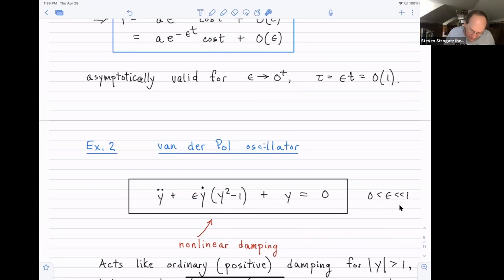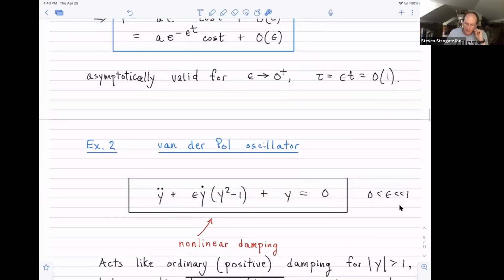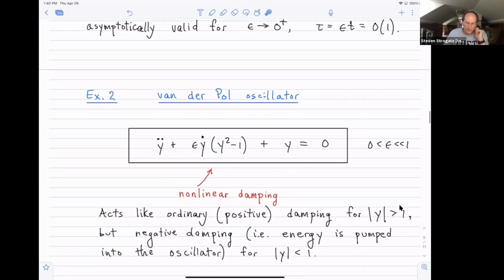First of all, this nonlinear damping, we're not used to that. We're used to this term not being there. We're used to linear damping, right? Where that term is constant. Epsilon is a constant. But here, this changes sign depending on if y is greater than or less than 1 in absolute value. So as you can see, it behaves like an ordinary kind of damping, positive damping, in other words, if the amplitude is big.